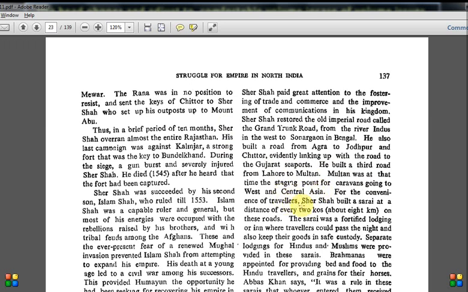For the convenience of travelers, Sher Shah built a sarai. The sarai is also asked by UPSC at least twice. A sarai at a distance of every 2 kilometers.